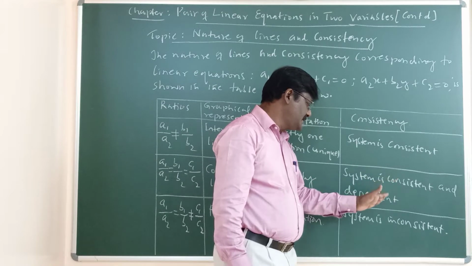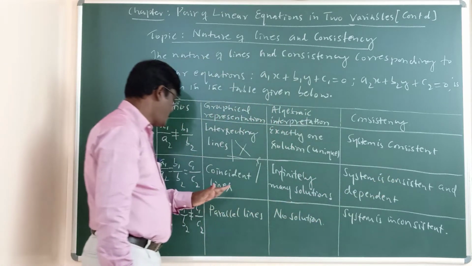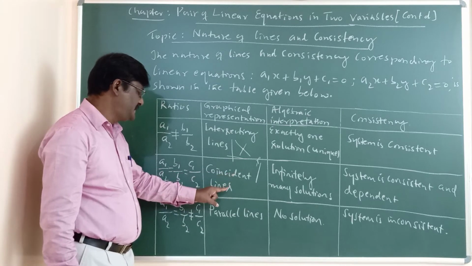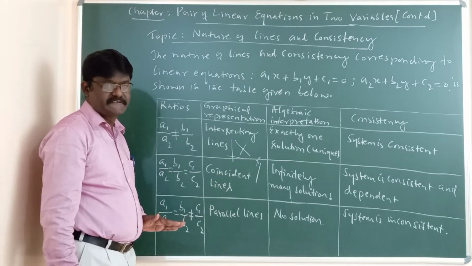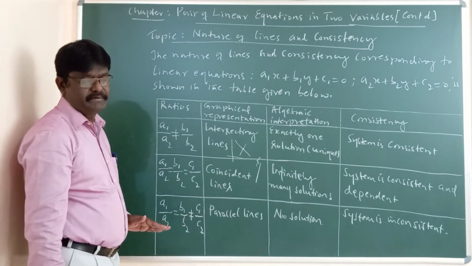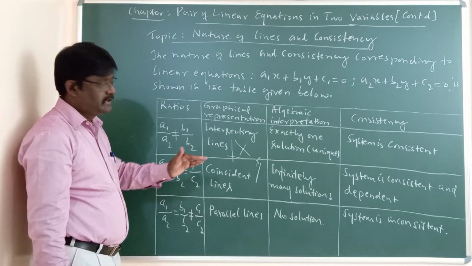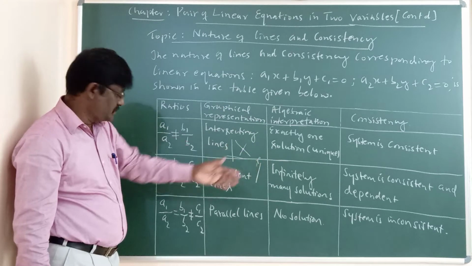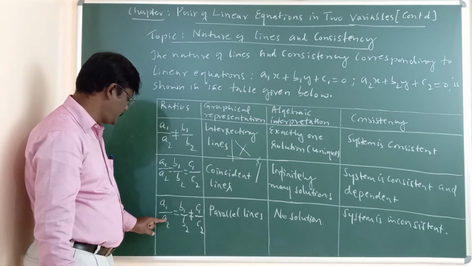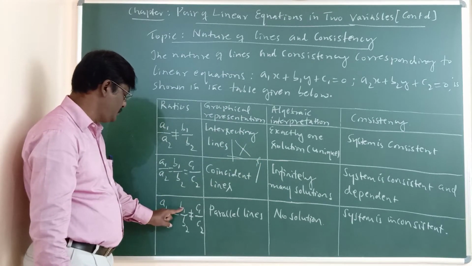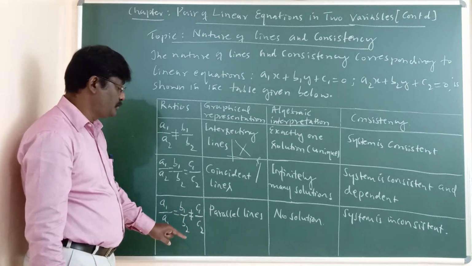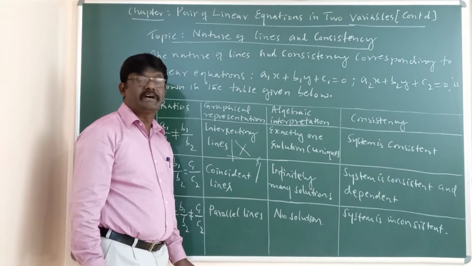For consistent and dependent, what should the lines be? Coincident lines. Next, without drawing the graph, we can get an idea about solutions. If the ratios a1 by a2 equal b1 by b2 but not equal to c1 by c2, in such cases the lines are parallel.